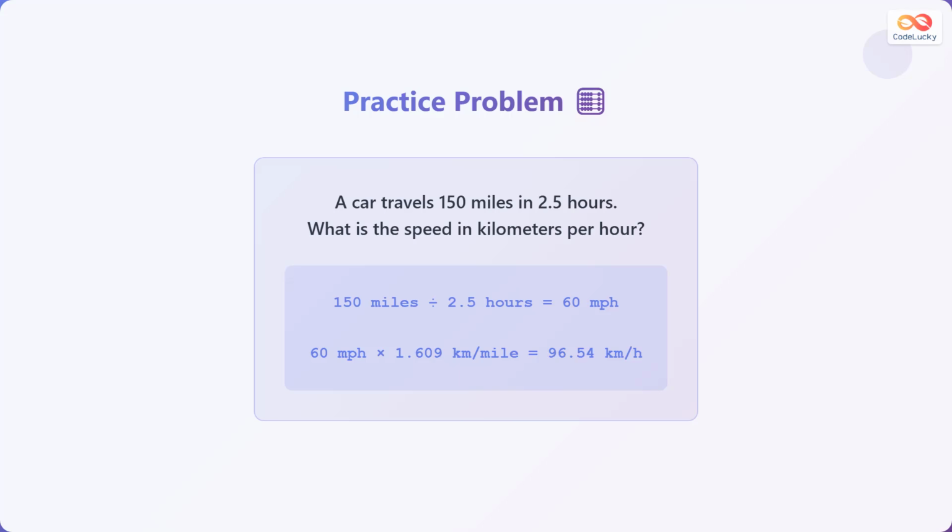Let's try a practice problem. A car travels 150 miles in 2.5 hours. What is the speed in kilometers per hour? First, we calculate the speed in miles per hour. 150 miles divided by 2.5 hours, which equals 60 miles per hour. Then we convert miles per hour to kilometers per hour by multiplying 60 miles per hour by 1.609 kilometers per mile. The result is 96.54 kilometers per hour.